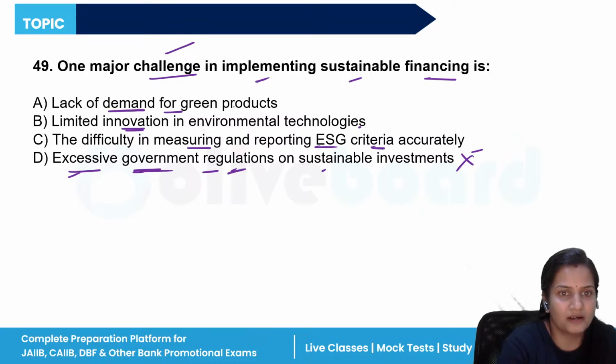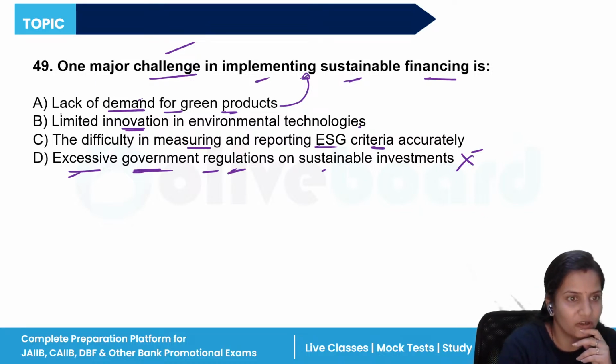Then, lack of demand for green products. Tell me, does this statement correctly match this question? Lack of demand for green products, that is why it is very difficult to implement. Tell me, what lack of demand? There is no sense in this particular statement. So this is also rejected.